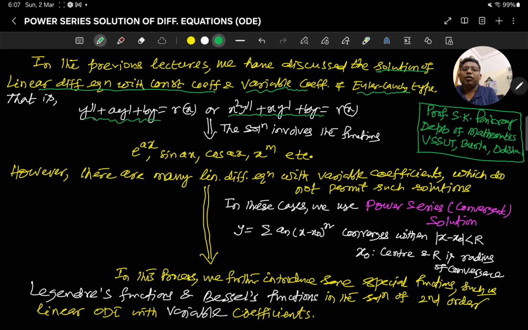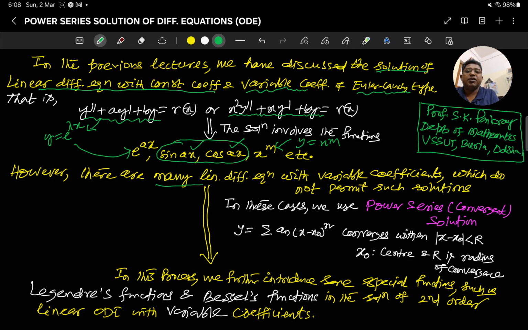And as you know, for getting the solution of this, we put y is equal to e to the power lambda x. So the solution will come in this form. And in the Euler-Cauchy equation, we put y is equal to x to the power n. Okay, so the solution is of this form. Now for complex conjugate roots, we get sin ax, cos ax like that. So the solution involves such types of functions.